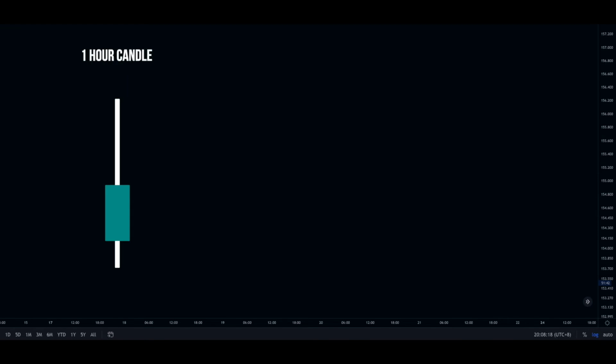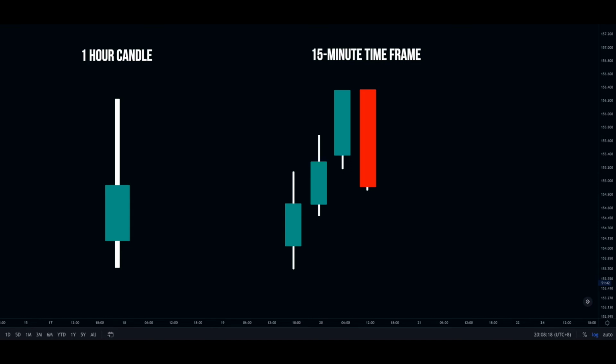Let's say this is a 1 hour candle, and then we switch to the 15-minute time frame, which gives us 4 candles making up this 1 hour candle. These 15-minute candles to the right represent the 1 hour candle to the left. The last 15-minute candle was bearish and created a support, which resulted in the wick on the 1 hour candle.